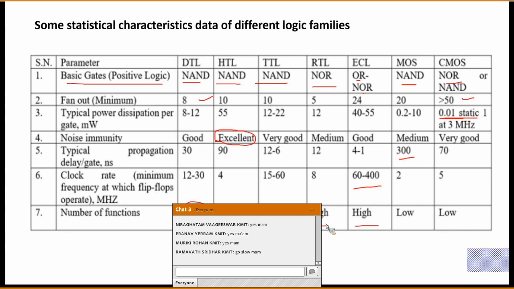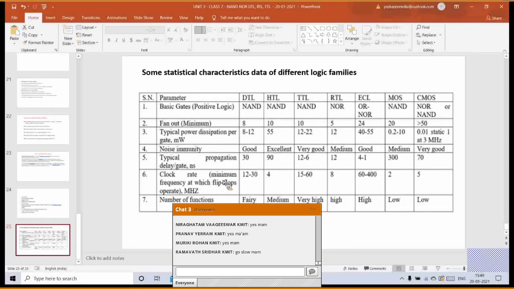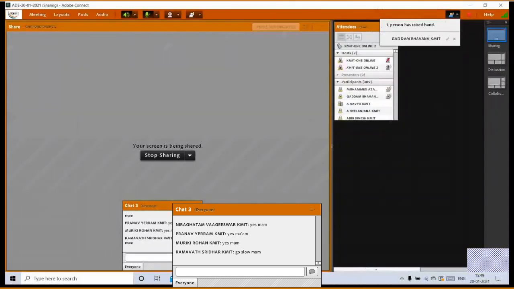So this completes your unit 3, logic families. If you have any doubts, and from the next class tomorrow ma'am will start the 4th unit. So if you have any doubts, ma'am.